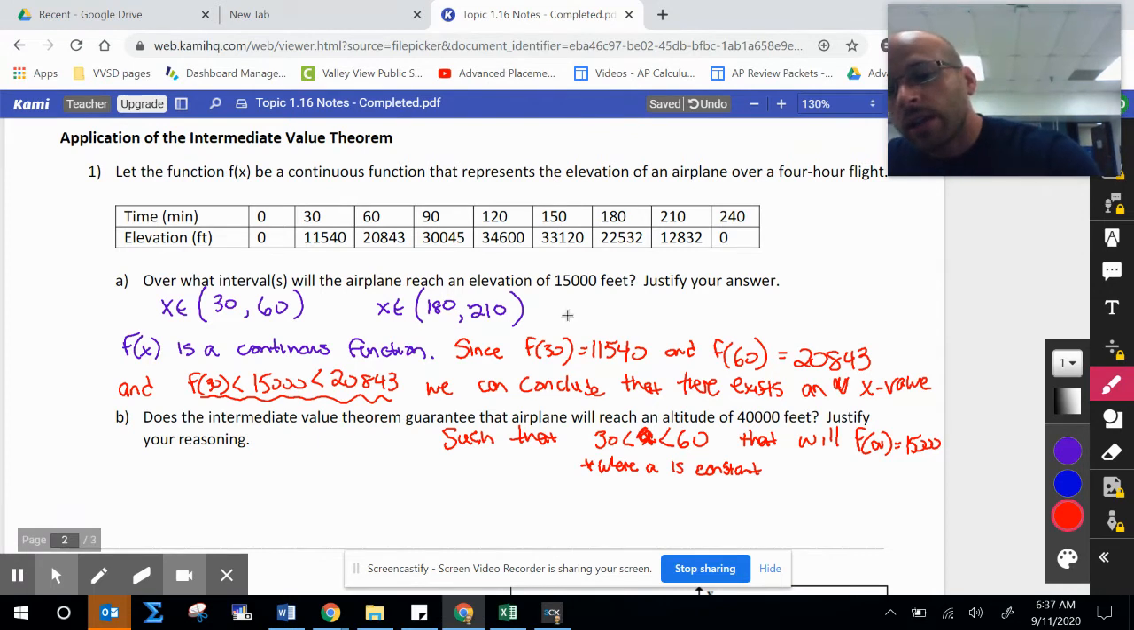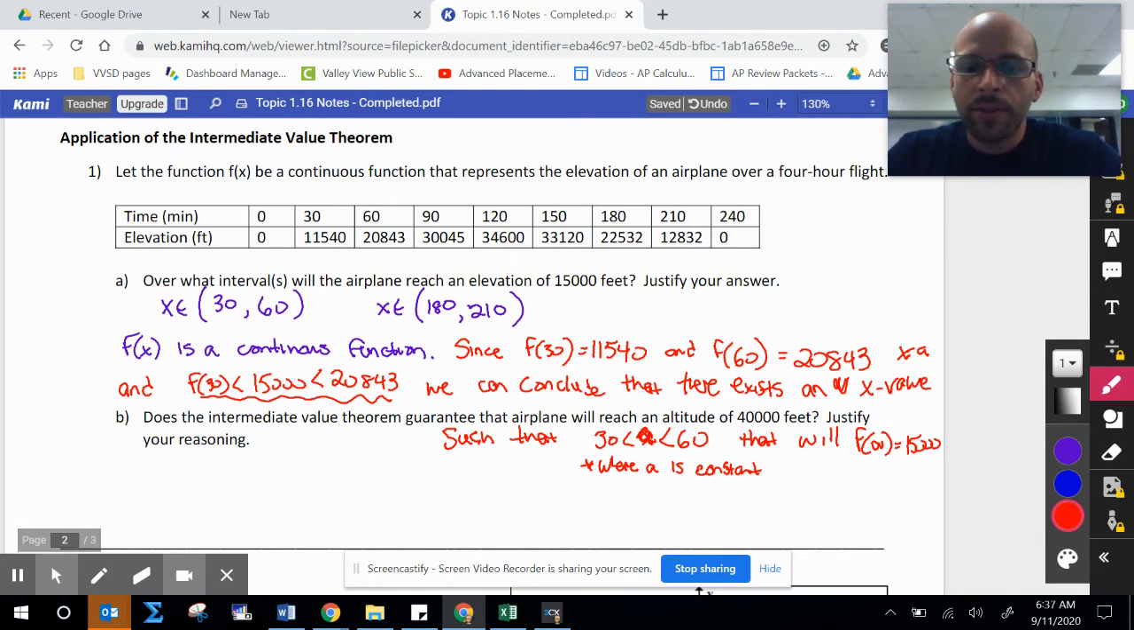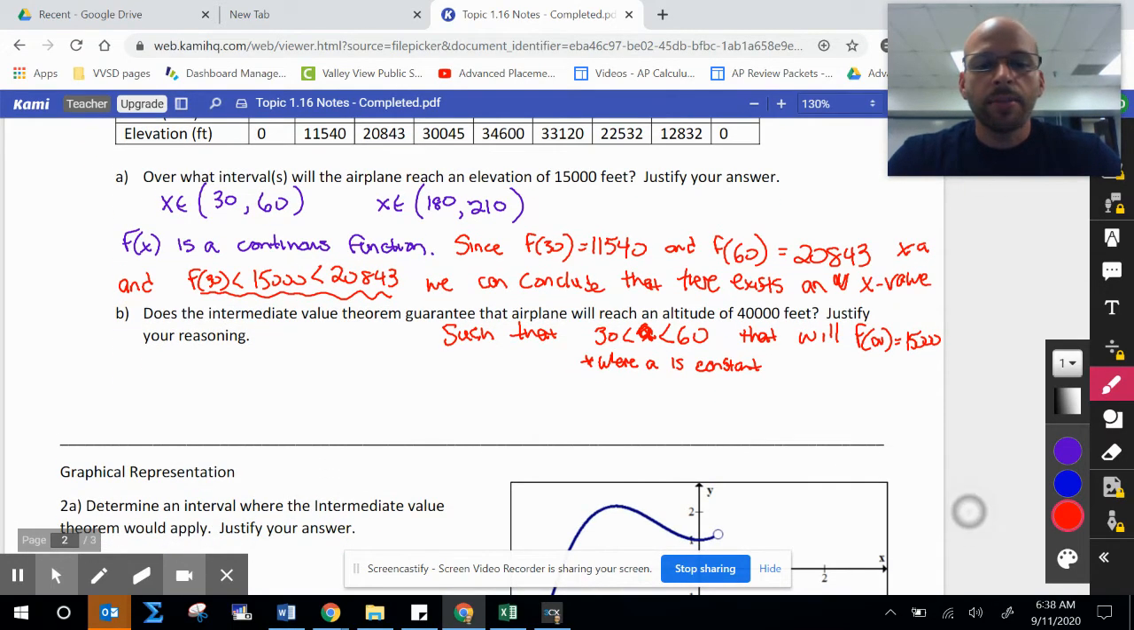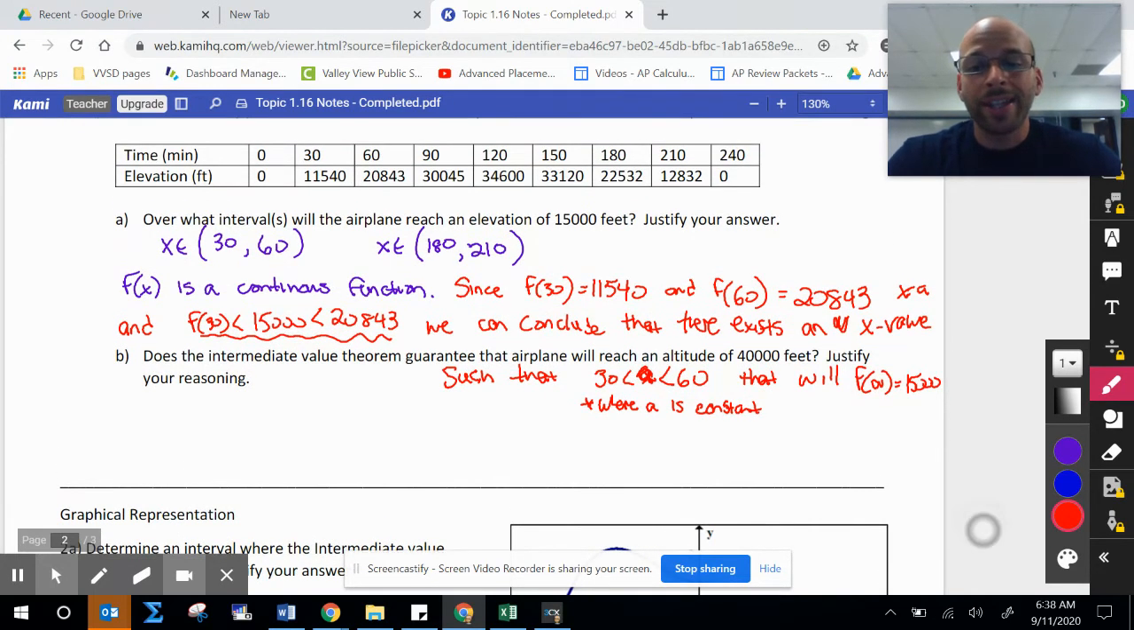In this case, we can call it x equals a. Make sure you define any dummy variable you create, where a is a constant, such that any a value between 30 and 60 will have an output of 15,000. So ultimately, you need to state it's continuous. You need to state that there is a value above it. You need to state there's a value below it. And then you can conclude that there will be an x value between it that will produce the output between the outputs.